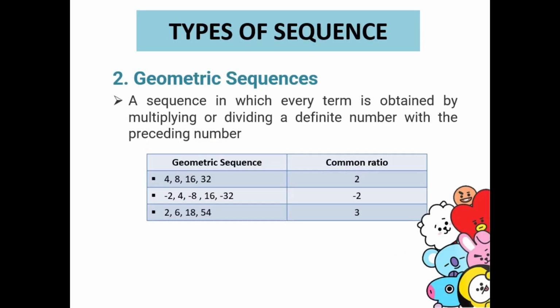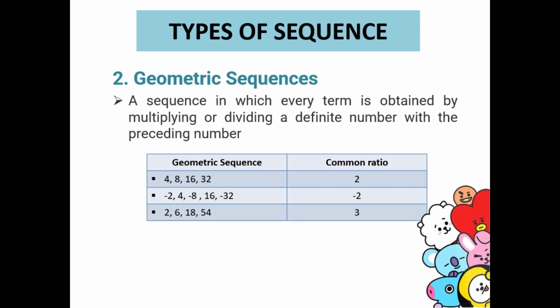Now we have the second type of sequence. We call it the geometric sequence. When we say geometric sequence, it is a sequence in which every term is obtained by multiplying or dividing a definite number with the preceding number. Let us observe with our given here below on the tables that we have. Example number 1, we have it there.